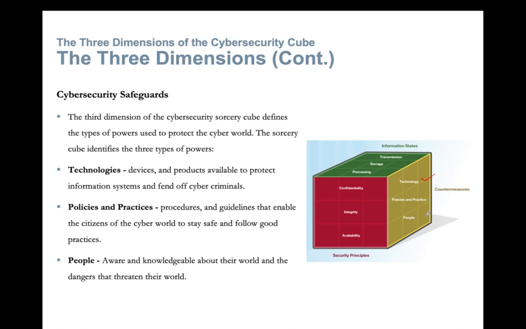Let us see one by one the basic principles of confidentiality, integrity, and availability. The principle of confidentiality in the CIA triad is defined as: confidentiality prevents the disclosure of information to unauthorized people.